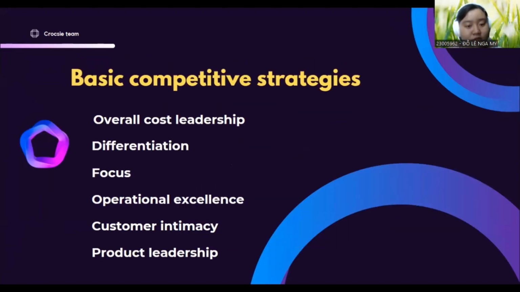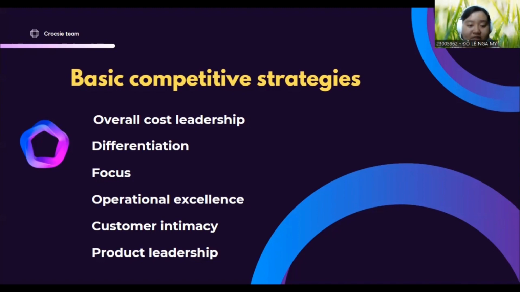We got first overall cost leadership. Here, the company works hard to achieve the lowest production and distribution costs. Low cost lets the company price lower than its competitors and win a large market share. Walmart, Lenovo, and Spirit Airlines are leading practitioners of this strategy.